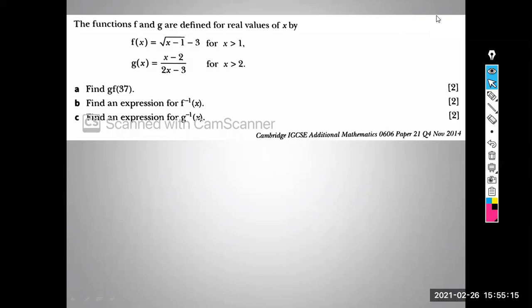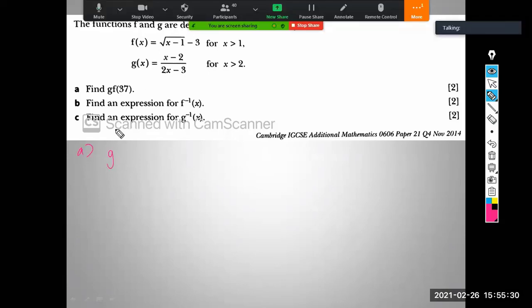Teacher, I have a question. Is the minus 3 inside the square root? No, the 3 is not inside the square root. So for A, you do function F first, replace with 37.